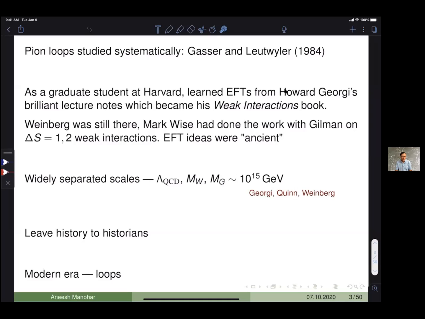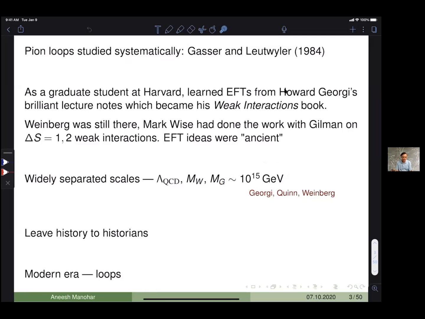And really one of the reasons for EFTs, which is widely separated scales, arose because of the famous calculation of the GUT scale, because of the renormalization of the couplings, which suddenly pointed to a much higher scale than we were used to thinking about in physics. I mean, when I was a student, people thought maybe the top quark weighed 10 GeV, maybe 20 GeV. That was the limit of what was considered very heavy. And 10 to the 15 GeV is a huge scale.